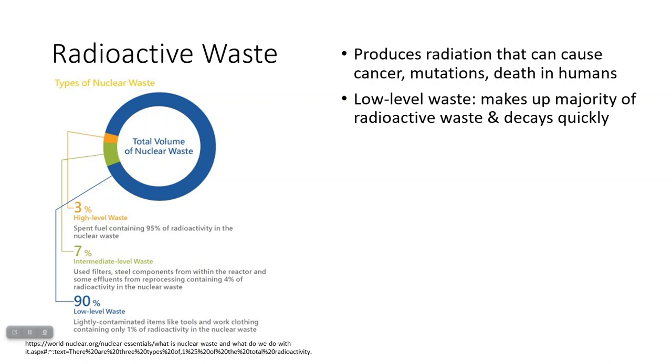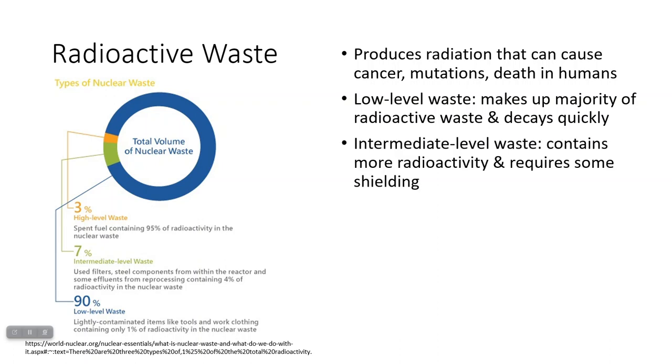It makes up a large portion of the volume of radioactive waste, about 90% of the volume, and it will decay quickly and not need too much time to become safe for organisms to be around. Intermediate waste is going to have a higher concentration of radioactivity and it is going to require some shielding. It's going to take longer to decay. You're going to have to store it someplace where the radiation doesn't escape for a bit of time.